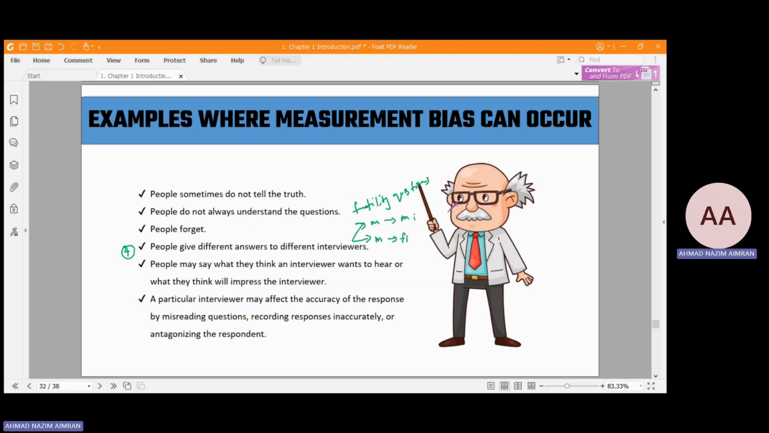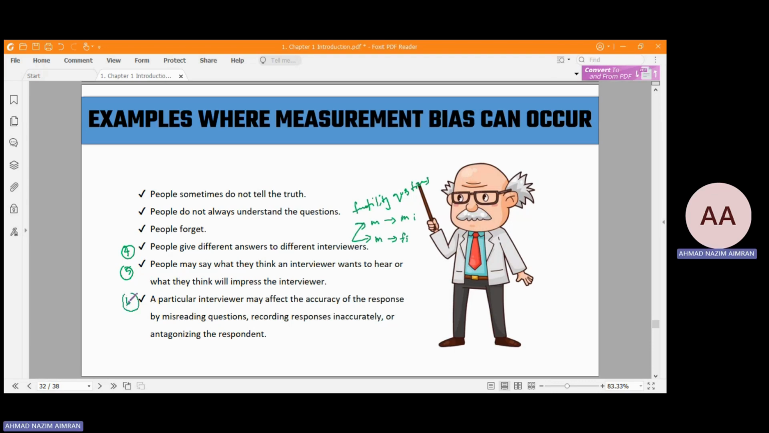And the next one is people may say what they think an interviewer wants to hear, or what they think will impress the interviewer. Okay, this can also happen in a study. So that is why when receiving information from the respondents, we should not give an expression. Never give an expression, because this will change the answer given by the respondents.